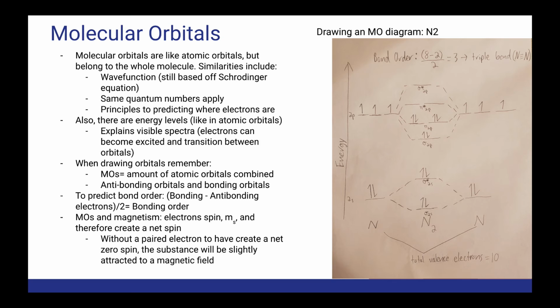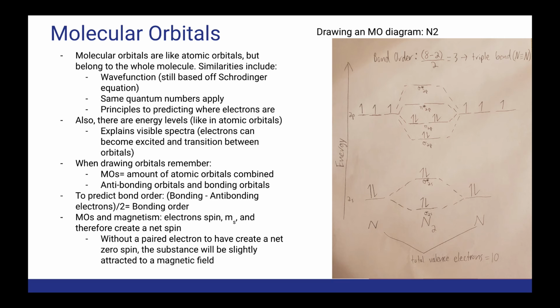Moving on to molecular orbitals. Molecular orbitals are like atomic orbitals, except that instead of belonging to a single atom, they belong to the whole molecule. Similarities between both include the wave function, which is still based off the Schrödinger equation, the same quantum numbers apply for both, and the principles to predicting where electrons are the same in both as well. In addition, there are energy levels to MOs, like in atomic orbitals, and this can explain the visible spectra of MOs. Like in atomic orbitals, electrons in the MOs can be excited when electromagnetic radiation is absorbed, and when they transition back to the ground state, radiation is emitted and seen as light.